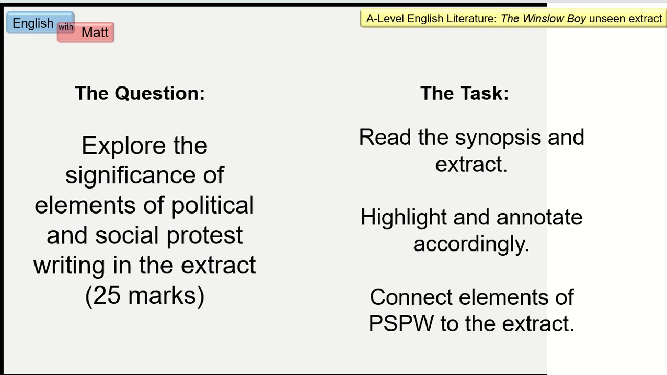There's no surprises. It's always the same approach, which is the first thing, obviously, is to read the synopsis box and then the extract, maybe multiple times. Highlight the extract and the synopsis box accordingly to help you go forward in terms of your analysis. And when you're writing that essay, when you're entering into that discussion with the examiner, be able to make reference to some of the elements of political and social protest writing, because essentially this is a connection task. You're connecting the genre that you have studied all year, maybe longer, to something that you've not read before.